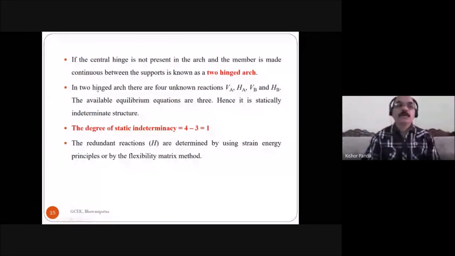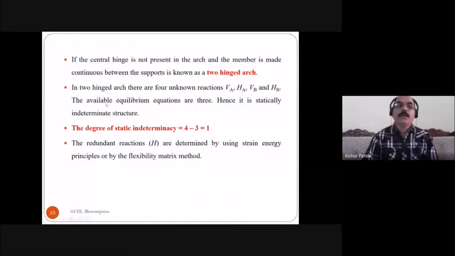In a two-hinge arch, there are 4 unknown reaction components: VA, HA, VB, and HB. But the available static equilibrium equations are 3: summation of vertical force is 0, summation of horizontal force is 0, and summation of moment is equal to 0. Hence it is called a statically indeterminate structure. So the degree of static indeterminacy is equal to 4 minus 3, which is 1.